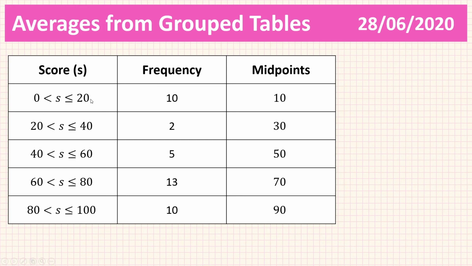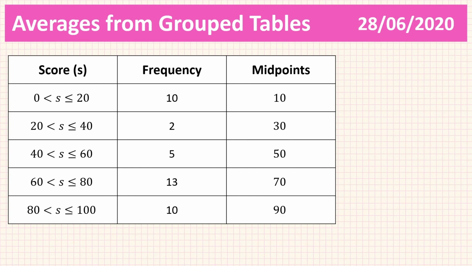So the midpoint of 0 and 20 is 10. Midpoint of 20 and 40 is 30. Midpoint of 40 and 60 is 50, and so on throughout this. Once we've got these midpoints, we can ignore the groups because we don't need them anymore. We can look at the frequencies and the midpoints and do exactly what we would normally do if we had a regular table.